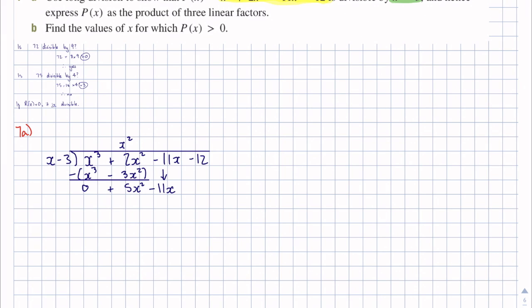Okay, start again. Divide and write above: 5x squared divided by x, 5x. Multiply and write below, 5x squared minus 15x. Third step, subtract and drag down. So we've got 0, positive 4x, minus 12. Okay, back to the start. First step, divide, plus 4. Second step, multiply and write below, 4x minus 12. Third step, subtract and then drag down, 0, 0 can't drag down.